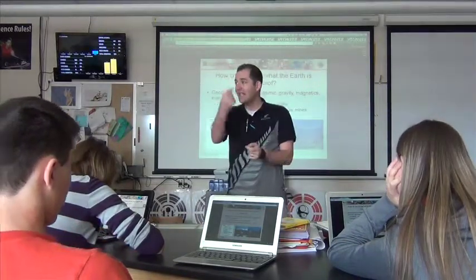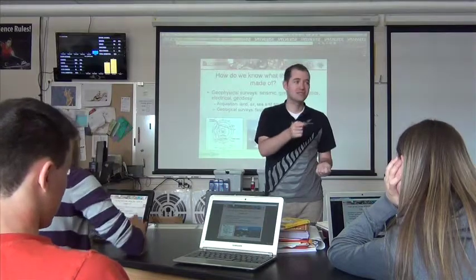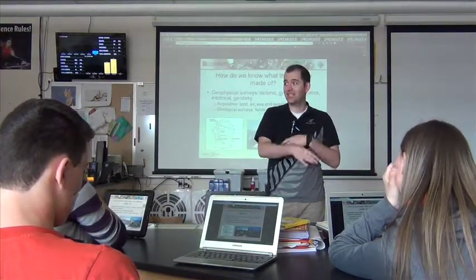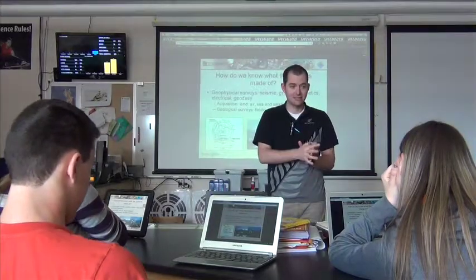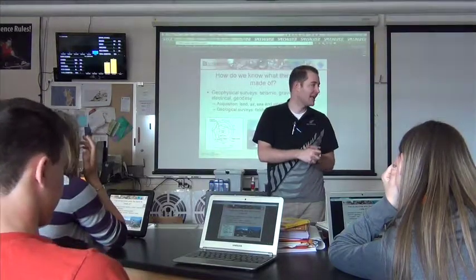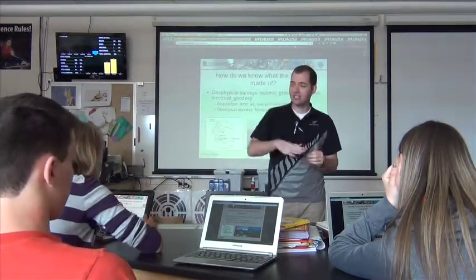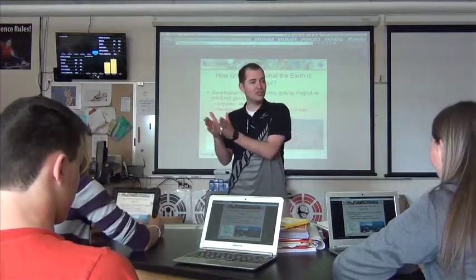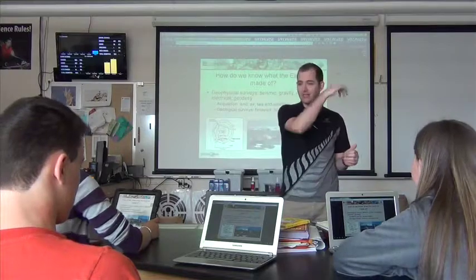Okay, our next type of wave is what? Secondary. S waves or secondary waves. They happen second. Okay, what type of wave are they? Transverse. They go like this. So we've got primary waves that are longitudinal, and we've got secondary waves that are transverse.